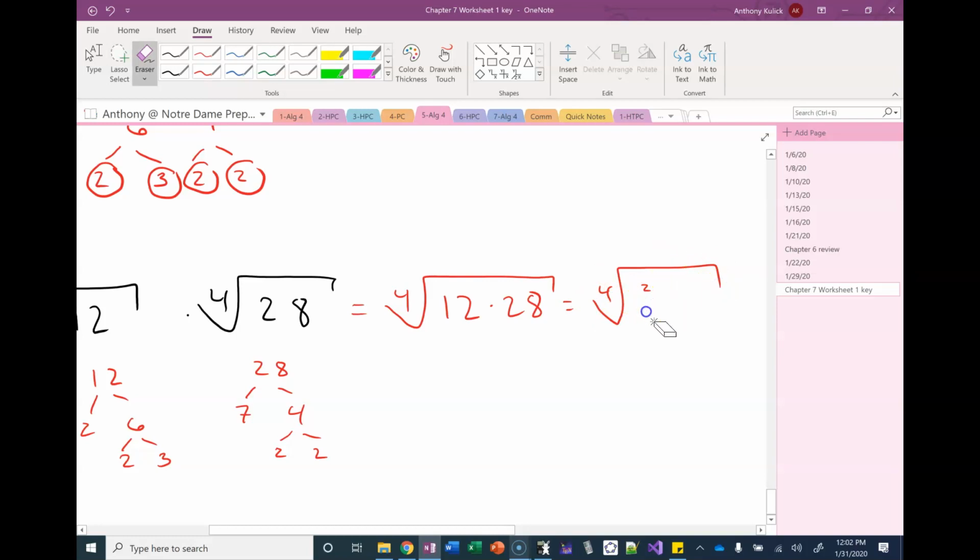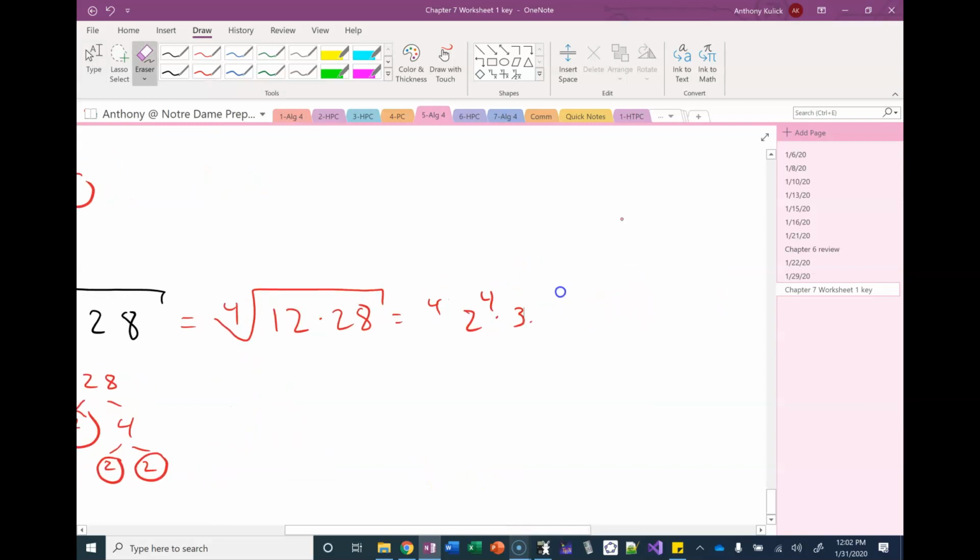Well, let's just do this. How many 2's do we have? We have 1, 2, 3, 4 of them, right? So I have 2 to the 4th. And then I have 3 and 7. Everybody okay there? It's probably going to be the why make more work, right?